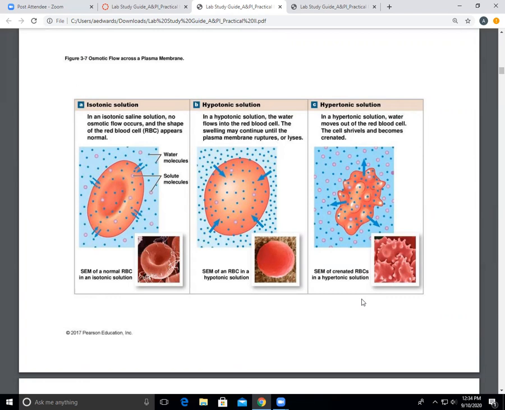In a hypertonic solution, concentration of solutes is high outside the cell, concentration of water is low. The water is going to go out toward the low. So here, what we call that is shriveling or crenating. Okay, so crenation is what happens in a hypertonic solution.